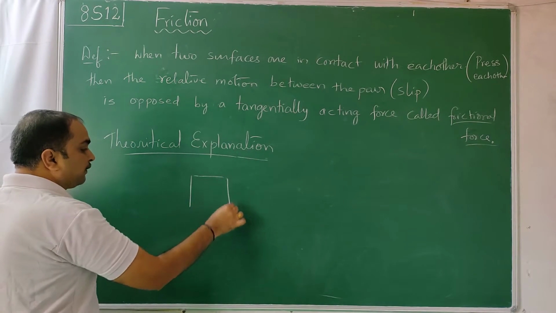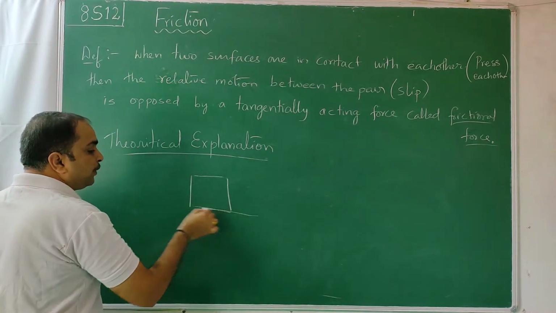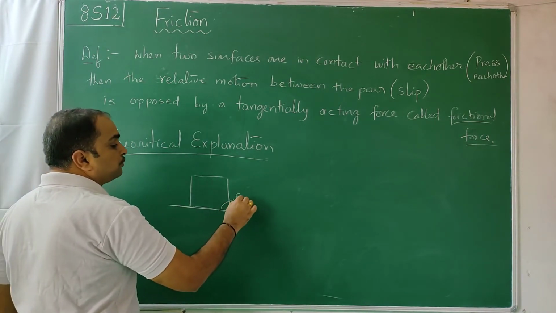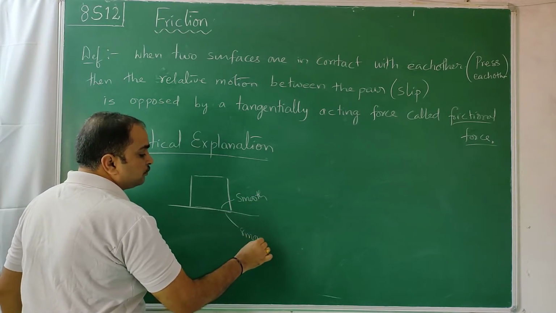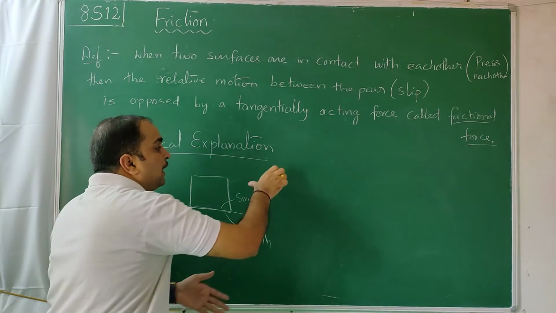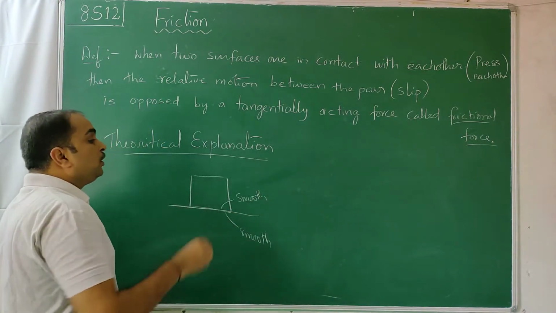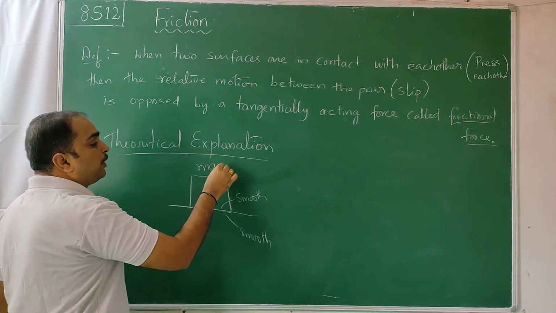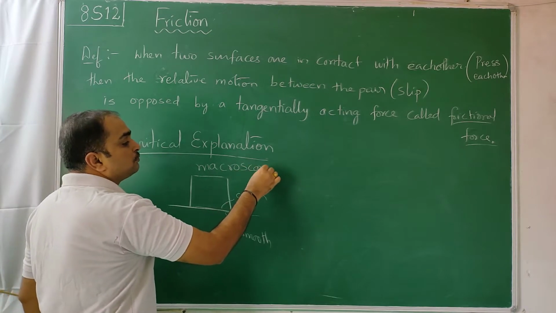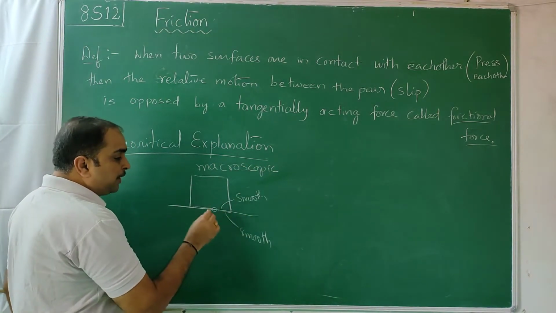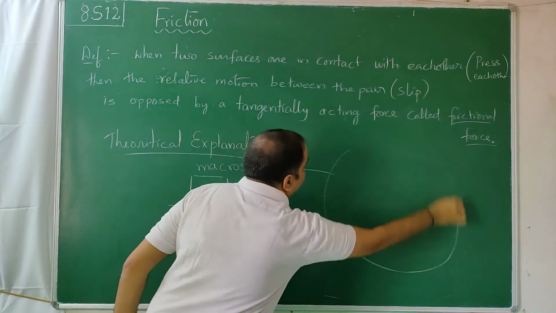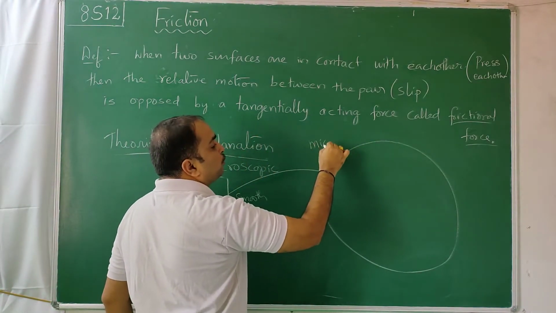If you have one surface which is very smooth and keep it on the other surface which is also smooth, and this smoothness you are feeling with your hands by rubbing like this, this is a macroscopic viewpoint. Macroscopically smooth, if you take at an atomic level, at a minute level, and you magnify it and check, that is the microscopic view.